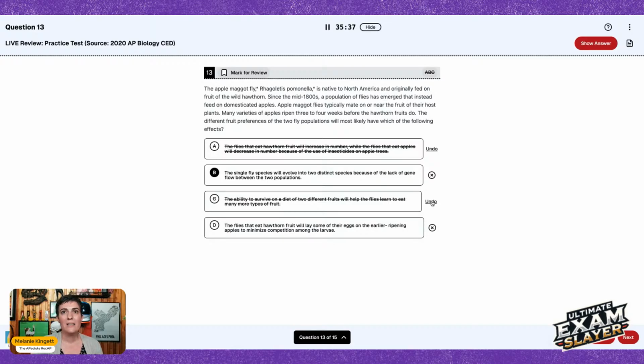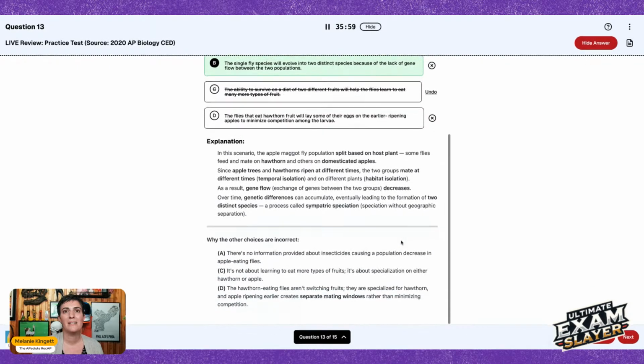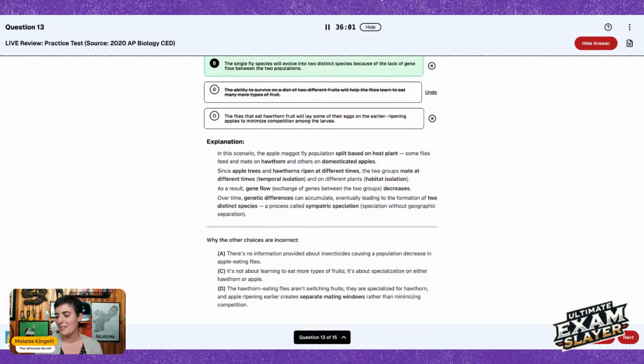The flies that eat the hawthorn fruit will lay some of their eggs on the earlier ripening apples to minimize competition among the larvae. We have like a fight to the death once born moment. I think there's enough apples to go around. There's definitely more apples than the larvae could ever consume. B, we're going to stick with B as our answer. And that's exactly what we see happening here. Timing matters substantially.